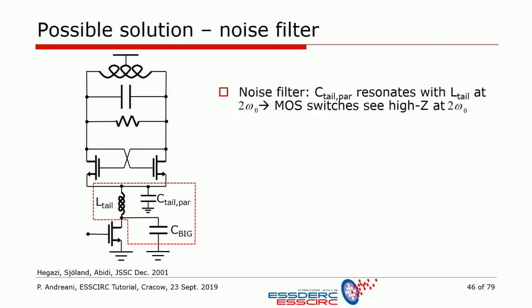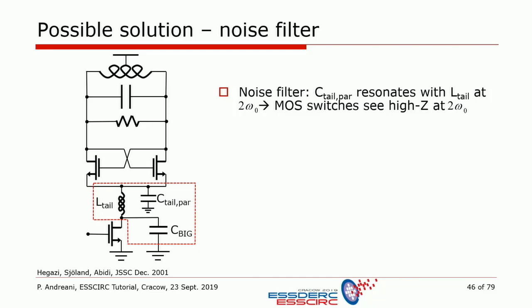You see that in this case, what we want to do is really to resonate, so to keep high impedance at the common source at the oscillation frequency. So you see that in this case we want L tail and we want this parasitic capacitance C tail par resonating with an extra inductance L tail at 2 omega 0, which is the natural frequency of the common source. In this way, we boost the impedance at this frequency. It turns out to be a really effective technique.